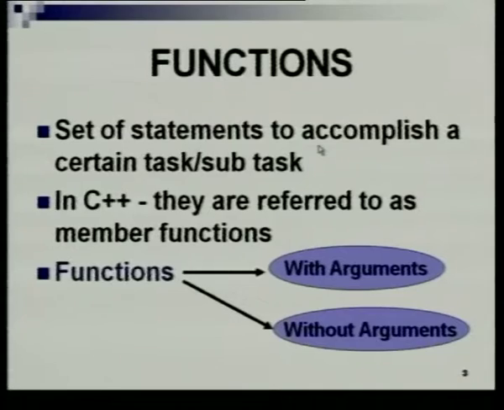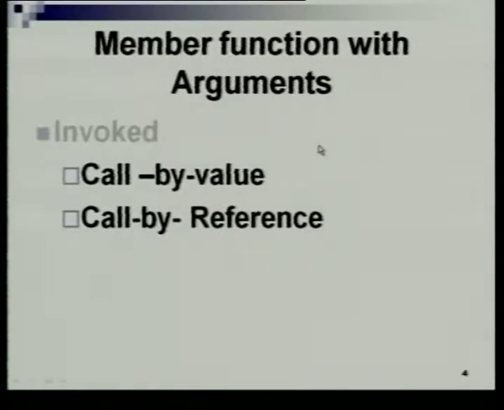Functions can be of two types, one with arguments and one without arguments. Now, all this we have seen in detail in C. We will now be seeing how they are executed with respect to C++. So, member functions with arguments, the way they are invoked. Invoked is nothing but the way we call a function. See, there exist functions to do a certain job, but it depends upon the user to decide when that particular job is to be done.